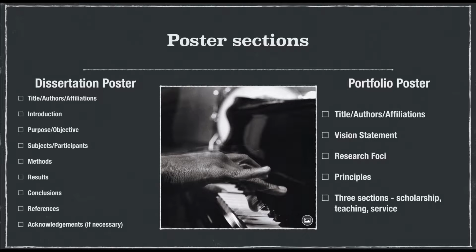Obviously, on the portfolio poster, you're also going to include your vision statement, kind of big and bold, because that's very important, as well as your research foci and your principles, and then your main 3 sections. For the dissertation poster, it's going to follow fairly closely to what you would include in a research abstract, and include an introduction, purpose or objective, subjects or participants, their information, demographics, and so on, methods that you utilized, results, conclusions, and references.